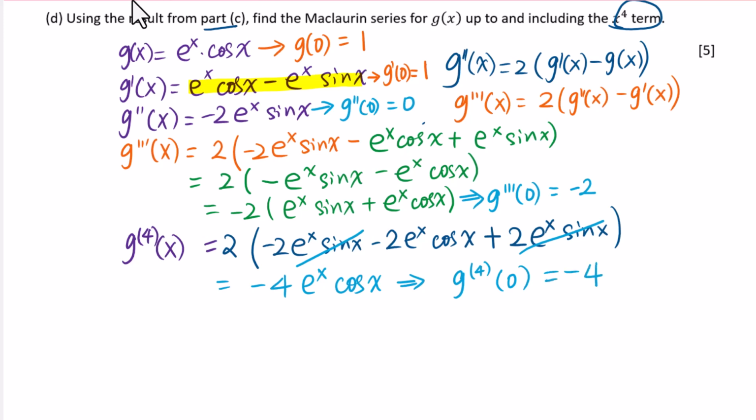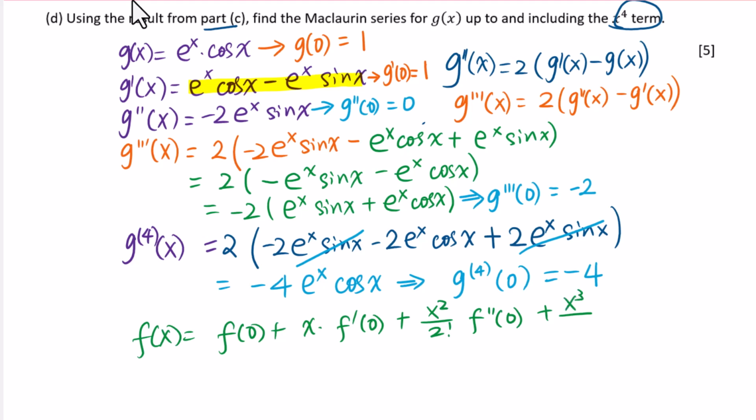Then we will use f of x equals f of 0 plus x times f prime of 0 plus x squared over 2 factorial f double prime of 0 plus x to the third power over 3 factorial triple prime of f of 0 plus x to the fourth power over 4 factorial times the fourth derivative of f of 0, and so on, to work out g of x.